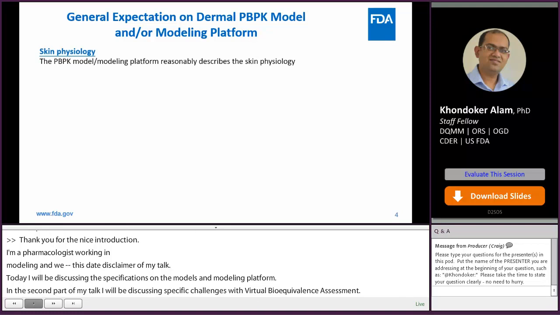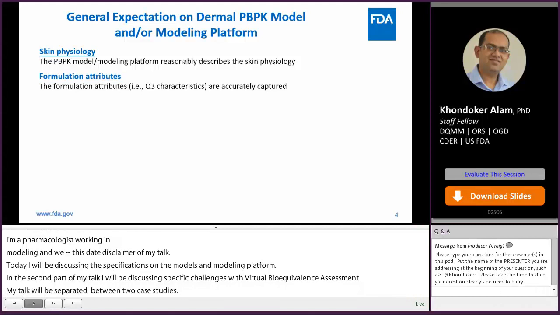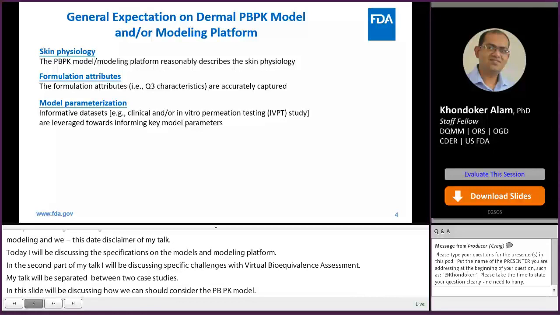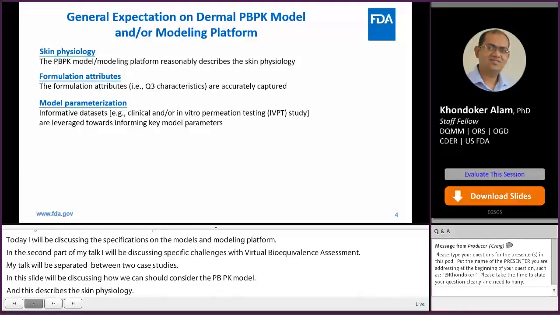An ideal mechanistic dermal PBPK model should reasonably describe the skin physiology. The model should capture key formulation attributes. It is particularly important if the model is going to be used for virtual bioequivalence. For model parameterization process, suitable informative datasets such as IVPT studies or skin biopsies or other form of studies may be used to inform model parameters or define model parameters.